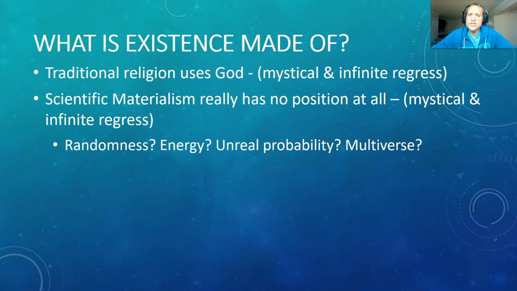Scientific materialism really has no position at all. At best, it reduces to the mystical and infinite regress. At worst, it's simply completely absurd. Science has referred to randomness. It doesn't actually refer to energy. Science doesn't actually know what energy is. It just marvels that energy is amenable to any sort of mathematical analysis, and says that energy is just mathematical relations. But the math isn't meaningful and doesn't actually connect to reality in any way, and it's only a miracle that it works for doing science.